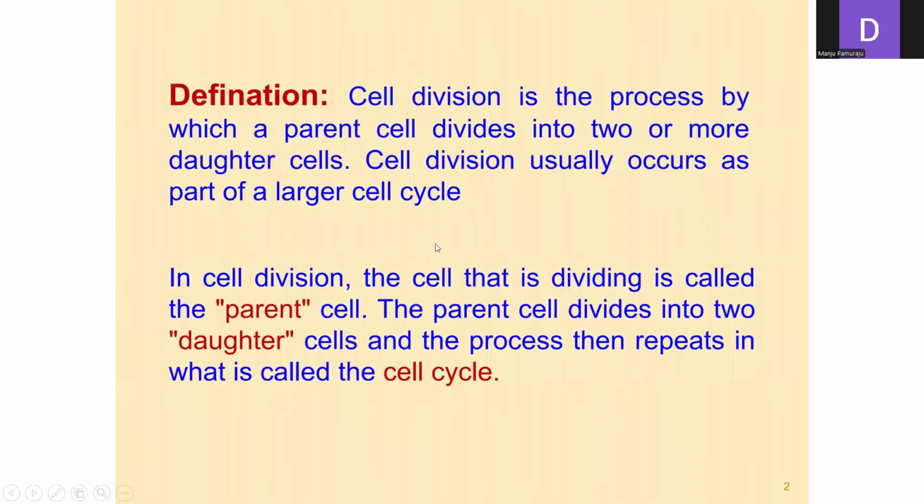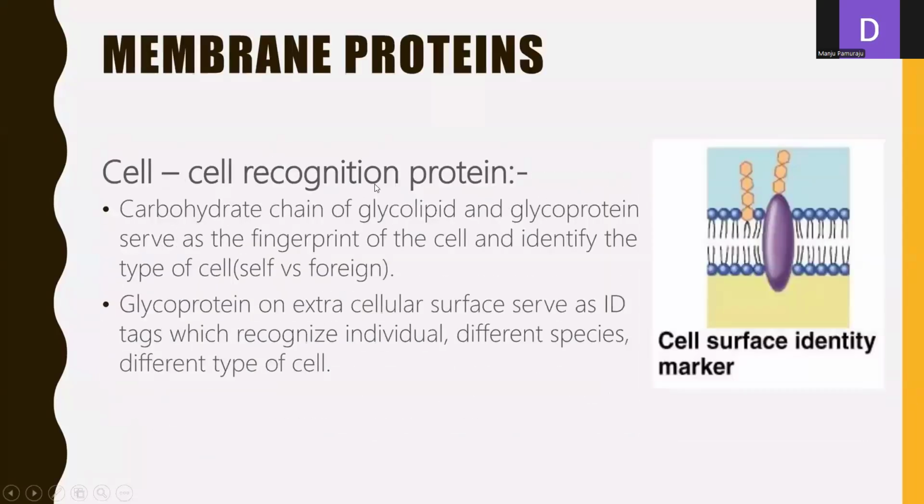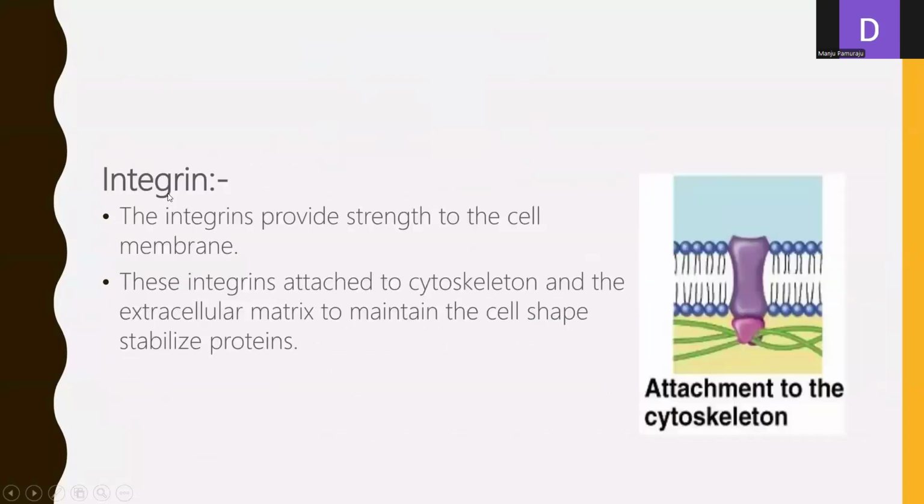So next, this is about the cell membrane and its composition and the important membrane proteins. Mainly cell recognition proteins are present in the membrane. They mainly help in the recognition of foreign or same type proteins. Integrin proteins provide strength to the cell membrane, and they attach to the cytoskeleton and extracellular matrix to maintain the cell shape and stabilize the proteins.